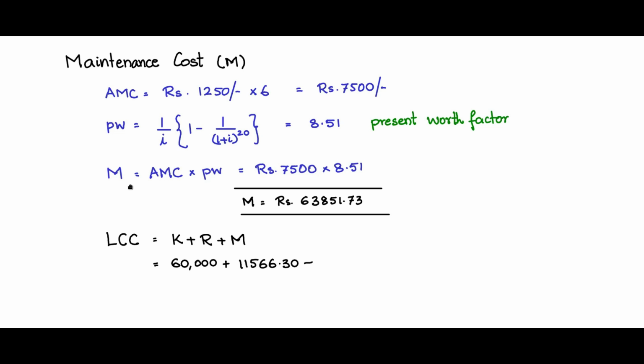Now LCC can be calculated, K plus R plus M, which is 60,000 for capital cost plus 11,566.3 for the replacement cost plus 63,851.73 for the maintenance cost. Everything works out to 1,35,418.